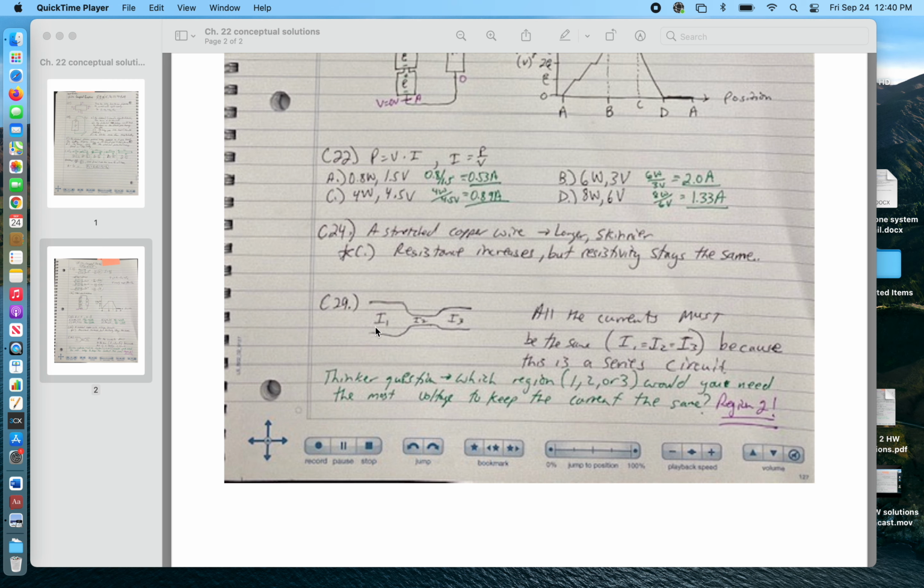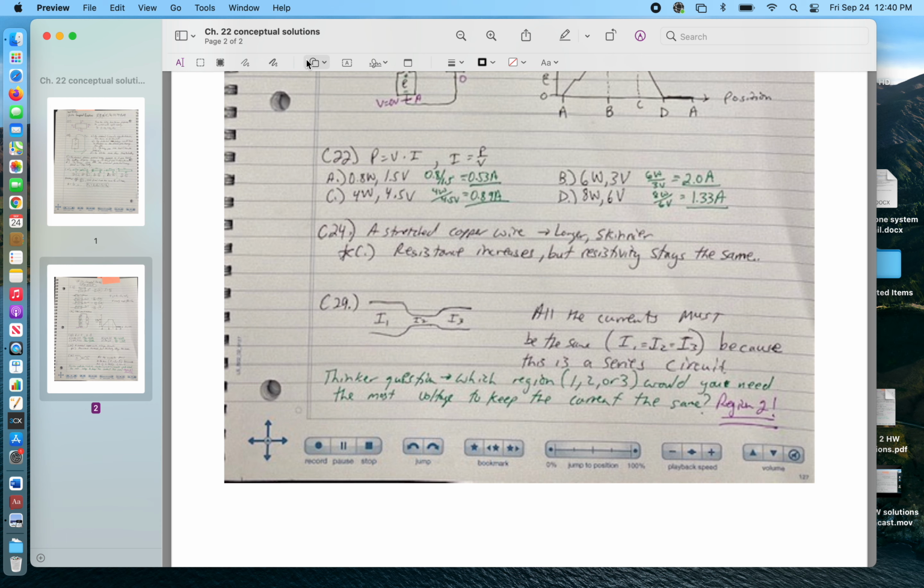For C29, it's asking which of these has the greatest current. I'm going to assume, in this case, that the current is flowing from left to right. It's kind of a nice arrow. Since it says 1 and 2 and 3, well, if it's all connected and these are all in series, the current has to be the same through each one.